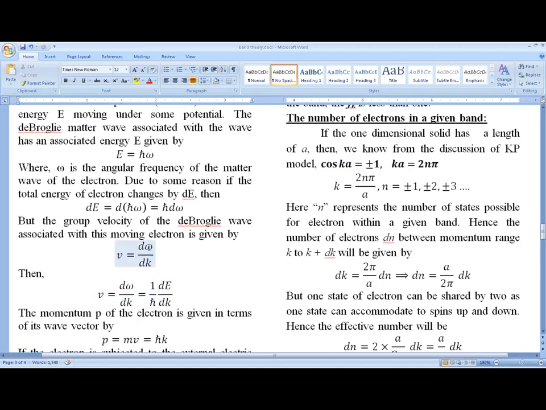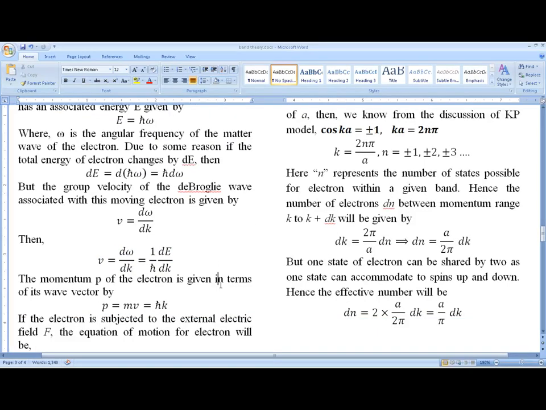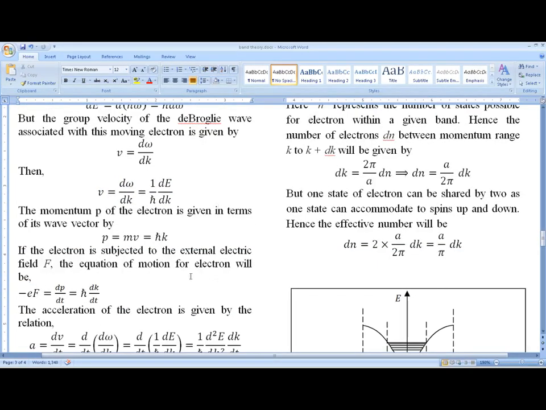As we know omega equal to E by h cross, we can differentiate this to get d omega equal to dE by h cross. So d omega by dk will be 1 by h cross dE by dk. Similarly, we know the momentum of electron is p, which is given by h cross k. Of course, it is mass into velocity in classical mechanics, but here we call it h cross k.